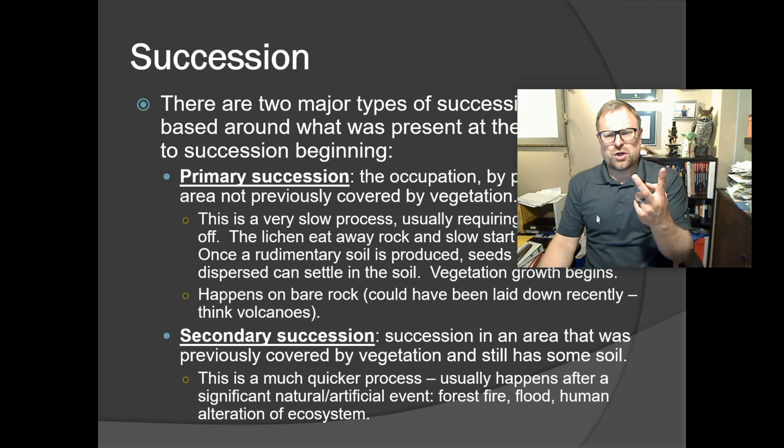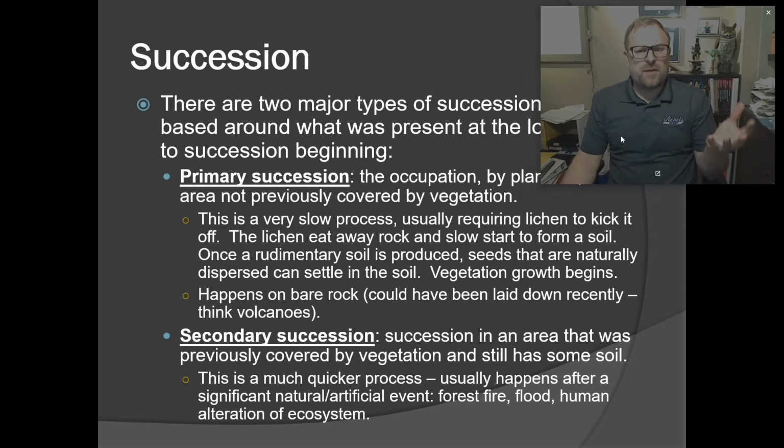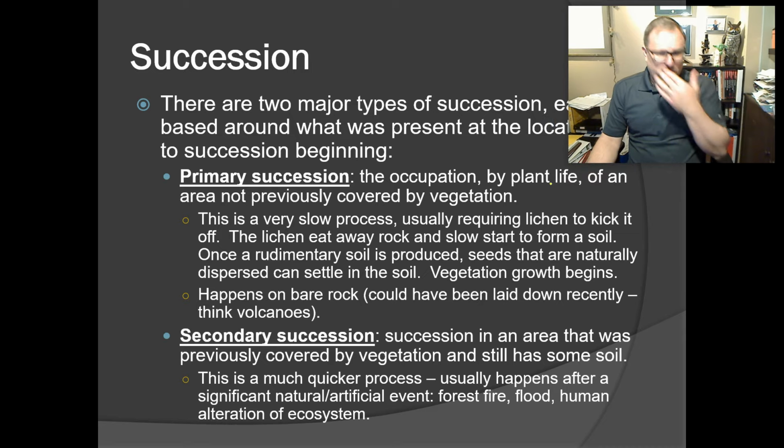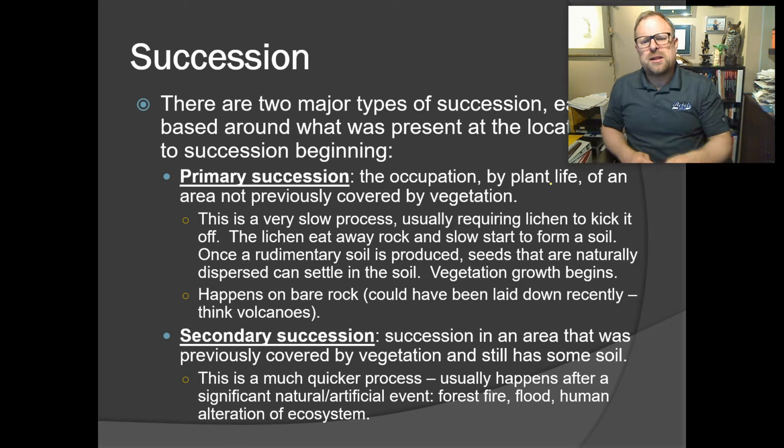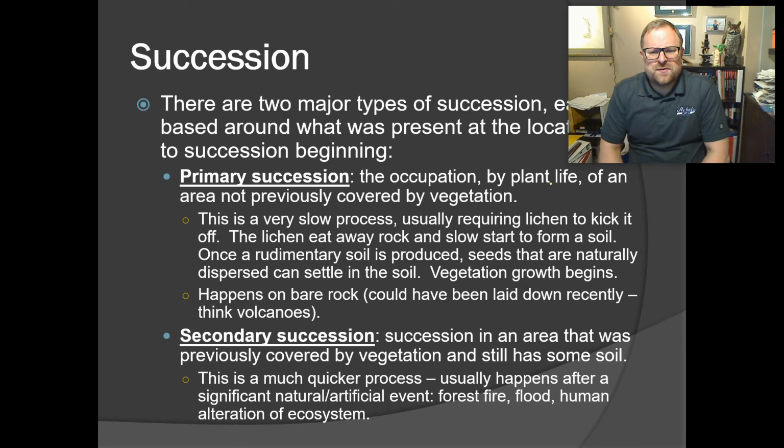There are two kinds of succession that take place, and what's really important for me at this point, guys, is can you distinguish between these two kinds of succession? Both of these types are dependent on what is present at the beginning. Primary succession is a form of succession where there is no plant life present to start with. Usually there is no soil present to start with. So primary succession is the occupation by plant life of an area not previously covered by vegetation.